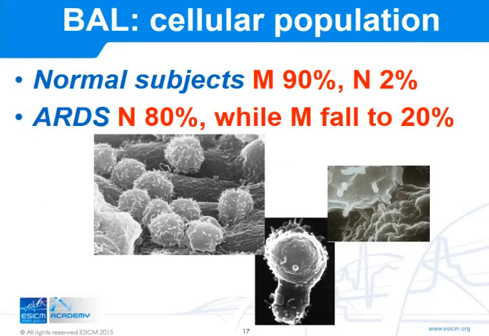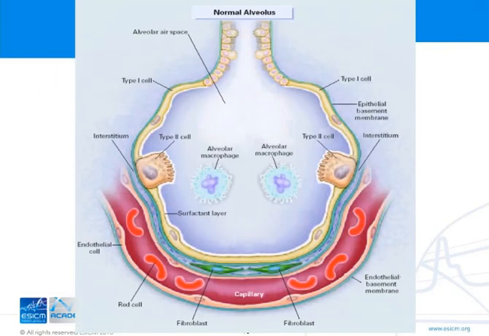One thing that is important to keep in mind is also that normally in our alveoli, if you perform a bronchoalveolar lavage, we find a prevalence of macrophages, which are the most relevant and represented population, with a small amount of neutrophils. As soon as ARDS occurs, you classically have a dramatic inversion of this proportion, where the neutrophils play a really relevant role.